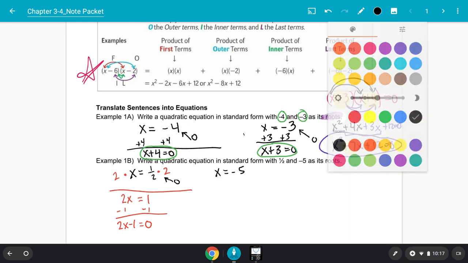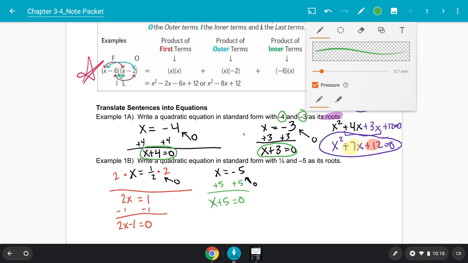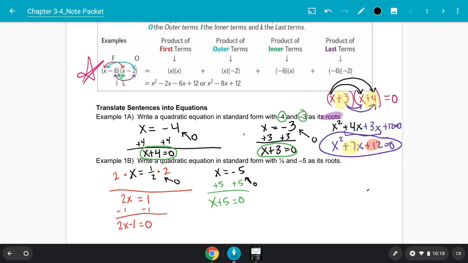Next one, we want 0 here. So the first thing we can do is go plus 5, and you get x plus 5 equals 0. Cool, got the second factor. So now what we're going to do is multiply these two factors, 2x minus 1, x plus 5 equals 0. And then we can do the FOIL method.